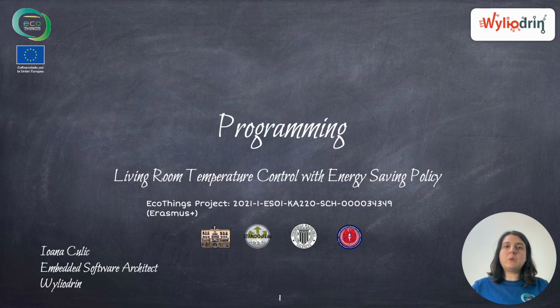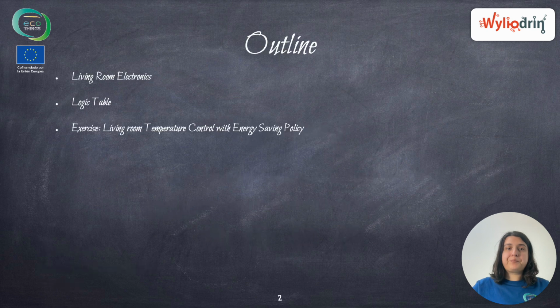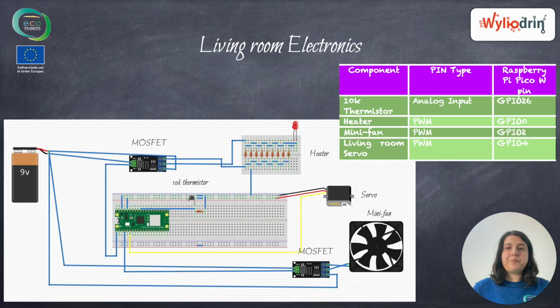Hello, my name is Joanna Kulik, and in this video we will enhance the project we've done before to control the living room temperature and add the energy saving policy. As an outline, we will look again at the electronics that we need to use, and we will define a logic table for the energy saving policy. And finally, we will integrate this into the Blockly application in Livingroom Studio.